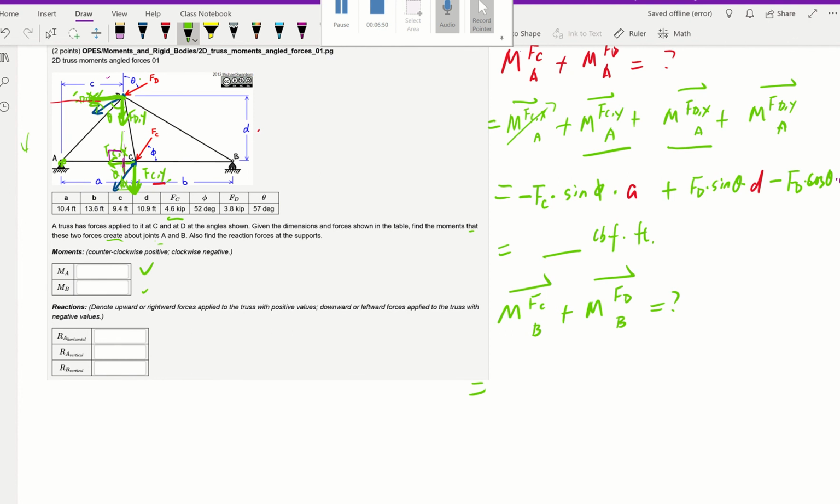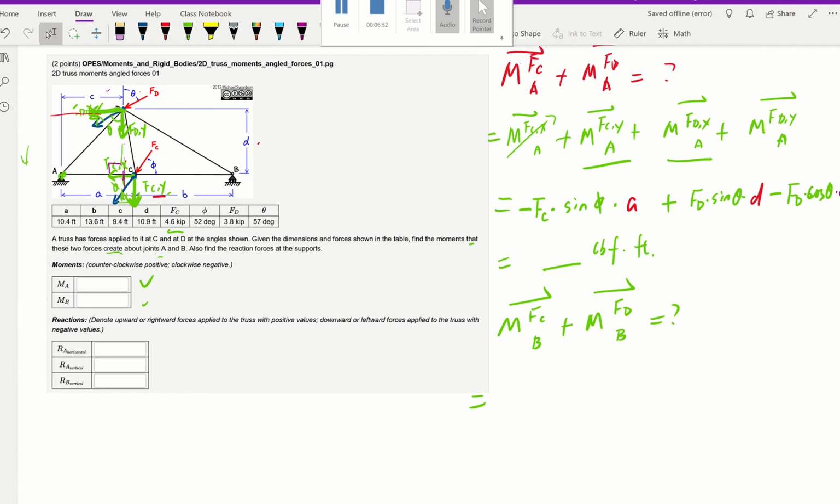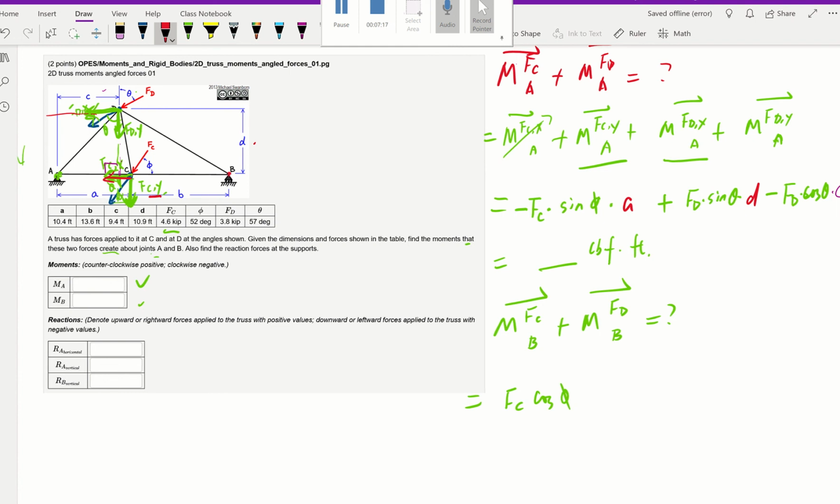So what do we have for FC rotating about B? FC we already decomposed into X and Y. The X direction will be FC times cosine phi. That's for this direction, right? And then let's think about rotating about B. Well, it's also going through point B. It's on the same line, so that's times 0. That's again 0 for the FX direction.